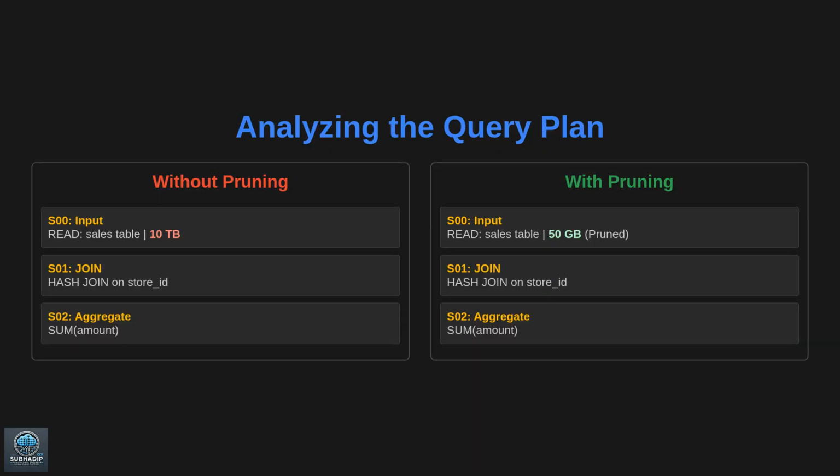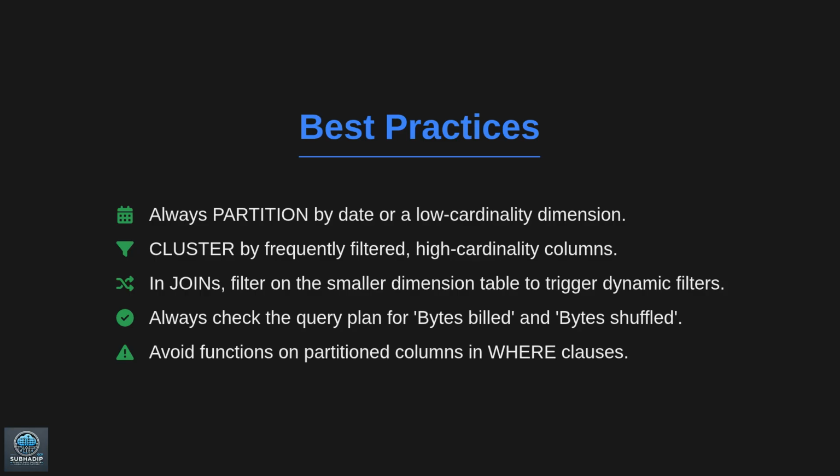The proof is in the query plan. On the left, a poorly optimized query reads the full 10 terabytes from the sales table. On the right, by applying partition pruning and dynamic filters, the initial read is reduced to just 50 gigabytes. This is a massive improvement in both cost and speed, and you can verify this in the Job Information tab in the BigQuery UI. To summarize, here are the key best practices.